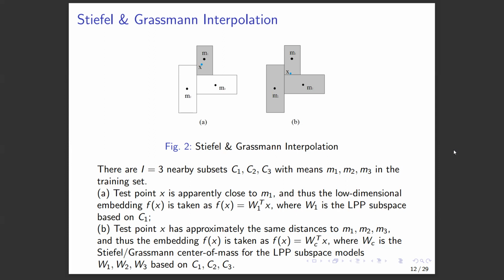But when it comes to another scenario where our X has approximately the same distance to the three categories, our embedding is taken as Fx equals Wc transpose X, where Wc is the Stiefel or Grassmann center of mass of the LPP subspace models, as we defined before.